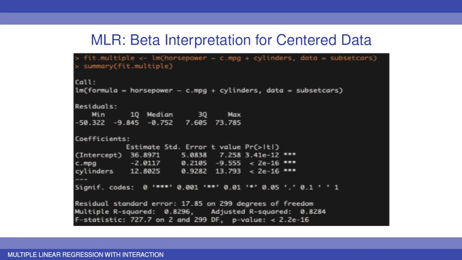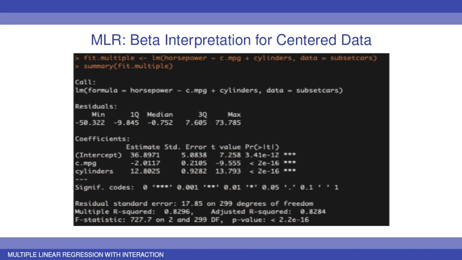From running the multiple linear regression function with centered MPG in R, we see that beta 0 is 36.9. This means that the mean horsepower for 4-cylinder cars with average MPG is 36.9. The estimate for beta 1 is -2. Remember that beta 1 represents the slope, or change in mean horsepower for both 8 and 4-cylinder cars when average MPG is increased by 1 unit. Putting all this information together, we conclude that the mean horsepower for 8 and 4-cylinder cars decreases by 2 units when average MPG is increased by 1 unit.